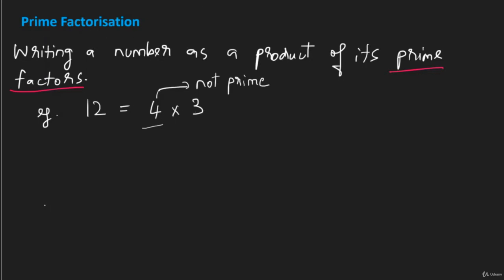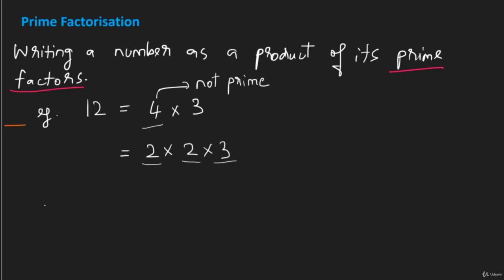So if you're trying to do the prime factorization of 12, you should be writing it as 2 into 2 into 3. Over here, you can note that all these numbers are prime numbers. 2 is a prime number, 2 is a prime number and 3 is a prime number. They only have 1 and itself as their factors.